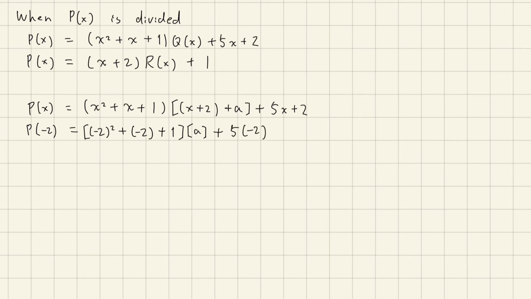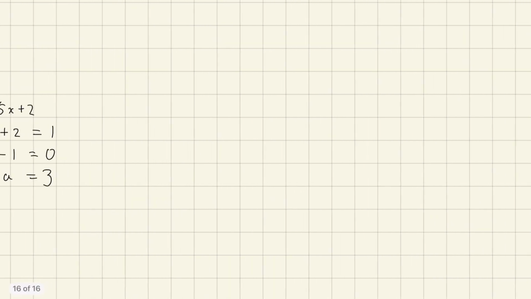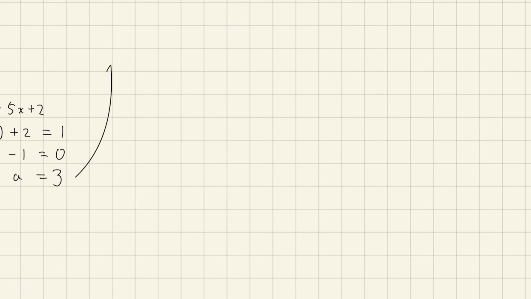The function then comes out to x squared plus x plus 1 times x plus 2 plus an unknown constant a, plus 5x plus 2. This comes from dividing q of x by x plus 2 to allow the equation to be factorable by both of the factors. The constant a comes from the remainder of q of x when it is divided by x plus 2, and we'll be solving for the value of a in the next step.